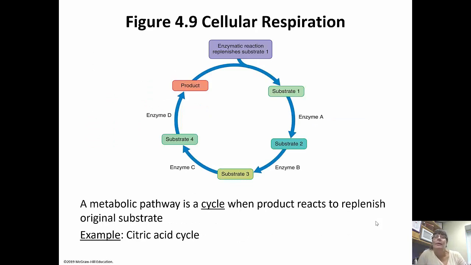So metabolic pathways are cycles. A product reacts to replenish the original substrate. So the citric acid cycle is an example. So you start with one substrate, and then an enzyme catalyzes it to the second substrate, another one to the third, and so on. So you have all these enzymes catalyzing each step of the cycle.